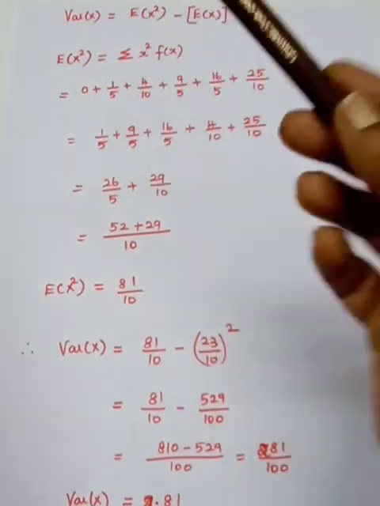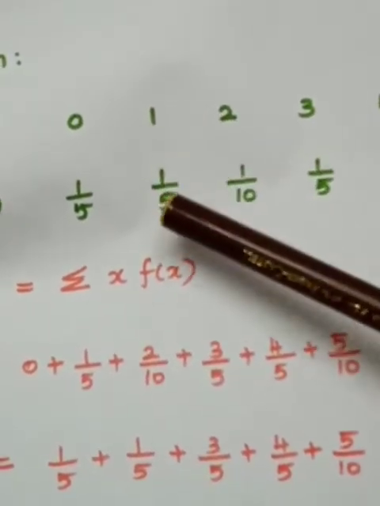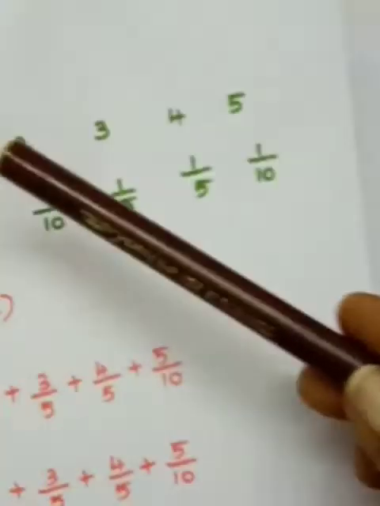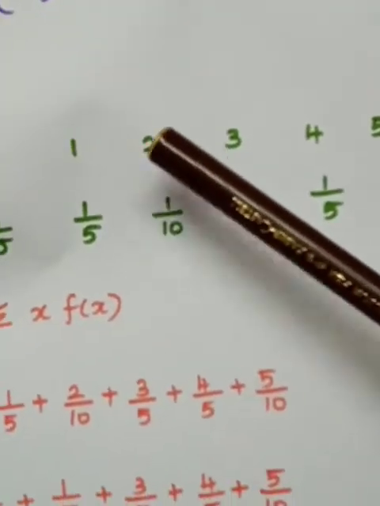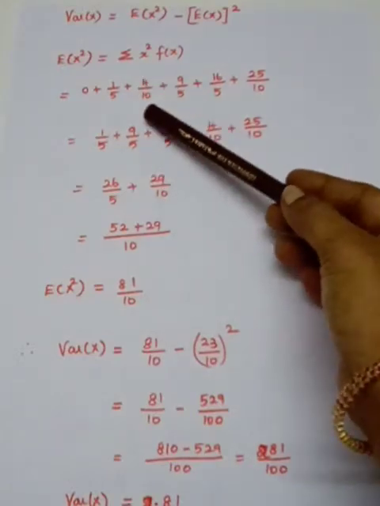Okay, next x is what? 1. What is 1 squared? It is 1. 1 into 1 by 5 is 1 by 5. Here I have written. Next x value is 2. So when you square it, it is 4. 4 into 1 by 10. That is 4 by 10.